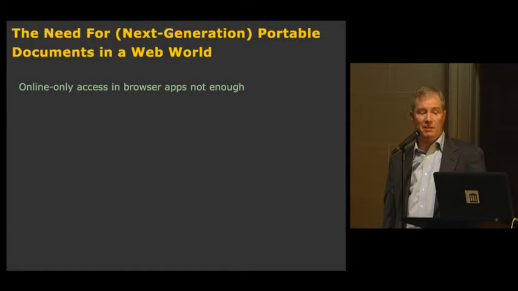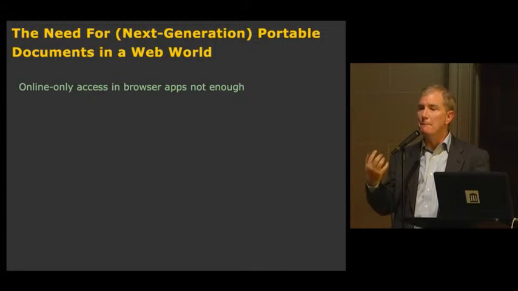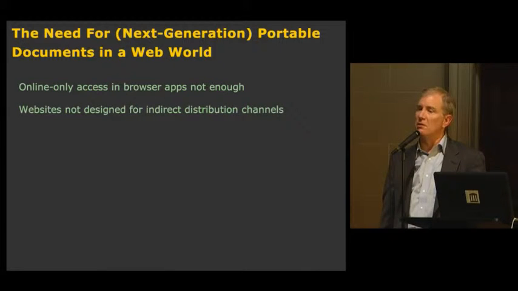I think that in the web, we need a next generation of portable documents. We need not just books in browsers. We need connected publications for the open web platform. Online-only access to browser apps isn't enough. Websites aren't designed for indirect distribution channels. Publications need to be reliably archivable. We need to get accessibility, and that's hard to do through arbitrary websites at this whole publication level. You saw what Gerardo showed there.